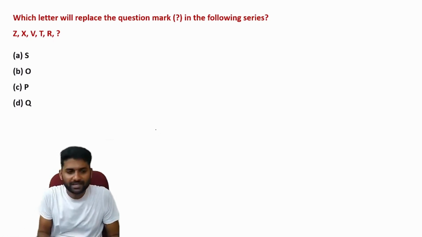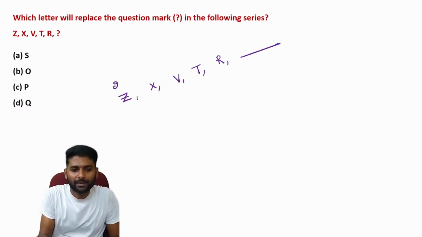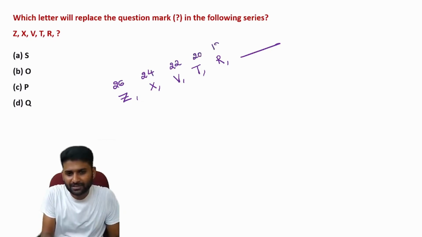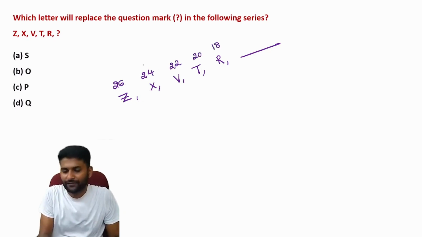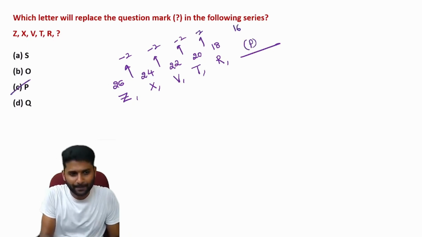Now see what is the next letter. Here the letters are Z, X, V, T, R. Find the next one. Let me help you out with alphabetical position: 26th letter, 24th letter, 22nd letter, 20th letter, and 18th letter. If you observe, every time they are subtracted by 2 units. So according to the sequence, we need the 16th letter, and the 16th letter must be P.